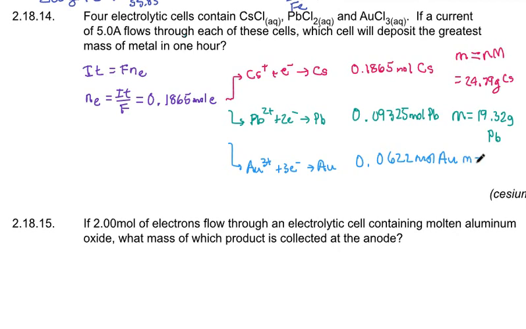So its mass is 12.25 grams of Au. So no, the gold does not take over. The cesium is the one with the highest mass. Gold has a really high molar mass, and so does lead, but the fact that we were dividing this by 2 and this by 3 held them back. Cesium, you can produce a lot of cesium quickly because it only costs 1 electron to make a cesium atom, and that definitely matters.